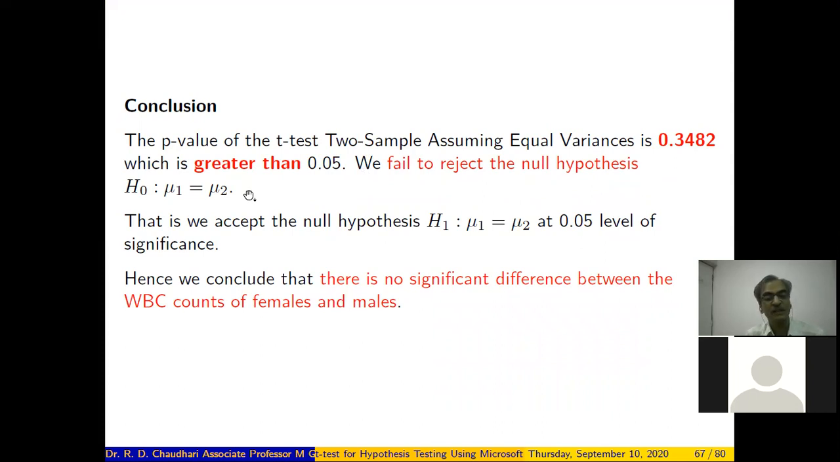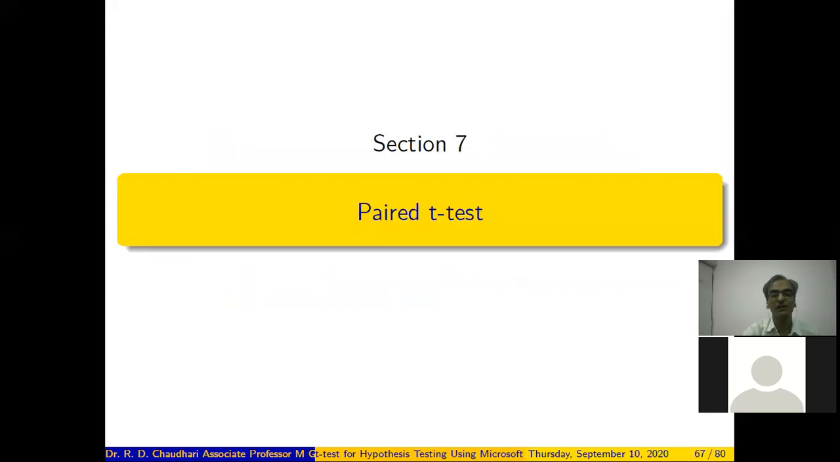That means we accept the null hypothesis mu1 equal to mu2 at 5% level of significance, and hence we conclude that, since we accept the null hypothesis mu1 equal to mu2, there is no significant difference between the average WBC count of females and males. That means their average WBC counts are the same. So this is how we can test a two sample t-test assuming equal variances.